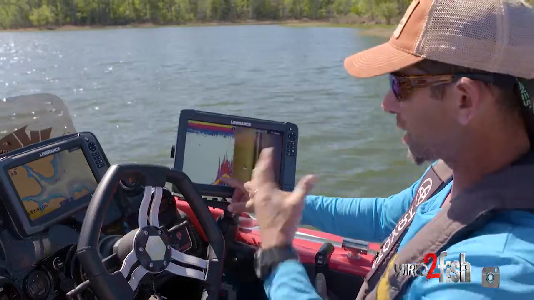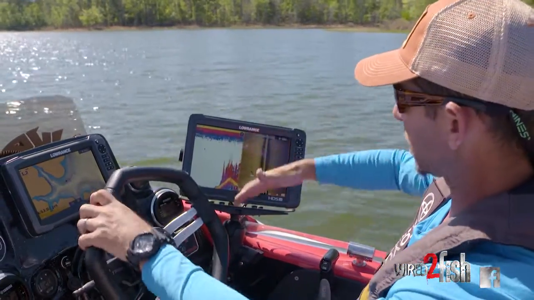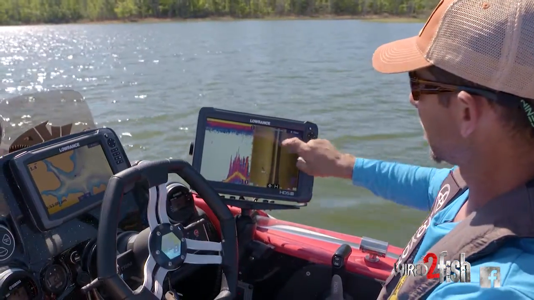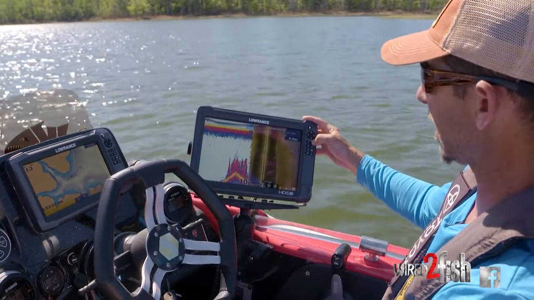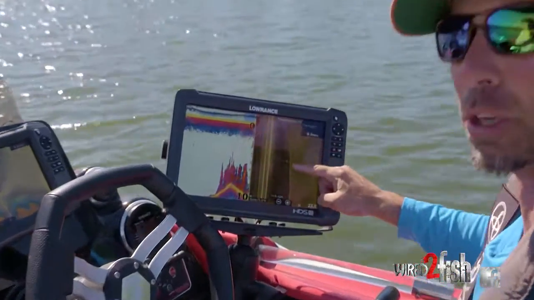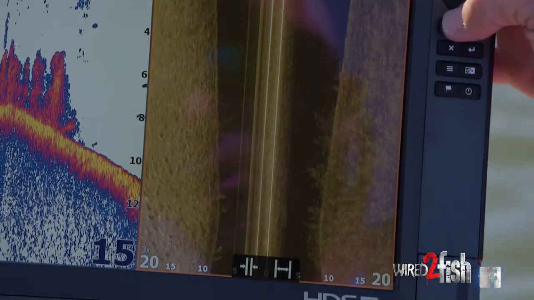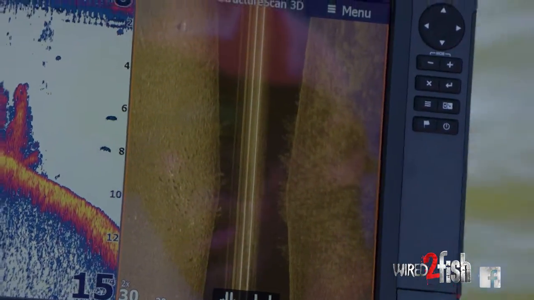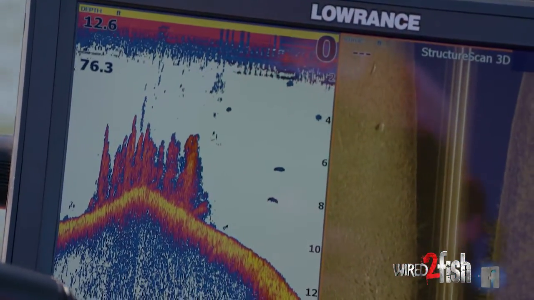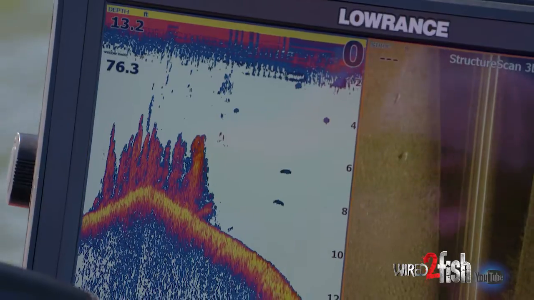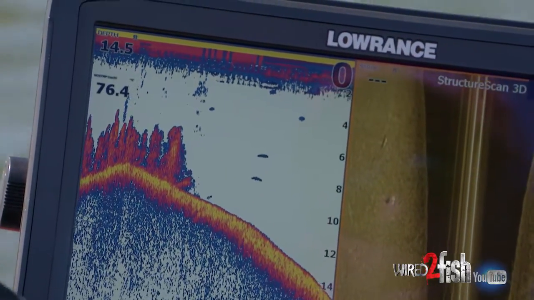And once again, on 2D, you can see it as towering grass. If we go over to structure scan and zoom in, it looks like grass. Grass shows up as grass on the screen. It's a great example of what we're looking for. Once again, you can see this edge. And edges are another key word for me when I'm out here side imaging and looking offshore.